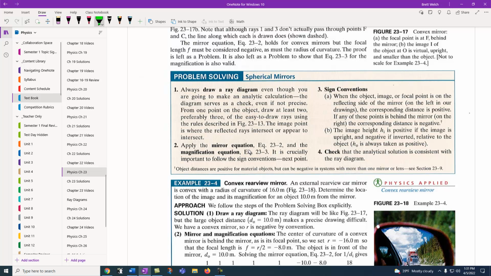Okay, you can apply your mirror equation: 1 over dO plus 1 over di equals 1 over f. A couple of sign conventions. When the object, image, or focal point is on the reflecting side of the mirror, okay, usually on the left, the distance is positive. If any of these are behind the mirror, we consider them negative. That's why a convex mirror has a negative focal length. Okay. The height is positive if the image is upright, and negative if it's inverted. All right. So a couple of those rules.